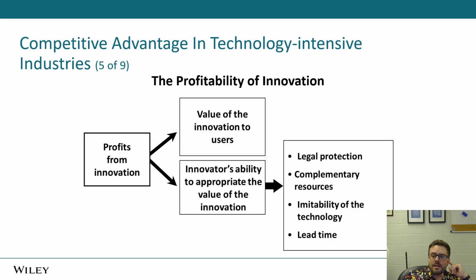The imitability of the technology. If it's easy to copy, followers are going to be able to capture more of the value. And the lead time: how long will it take followers to figure out what we're doing and catch up with us?